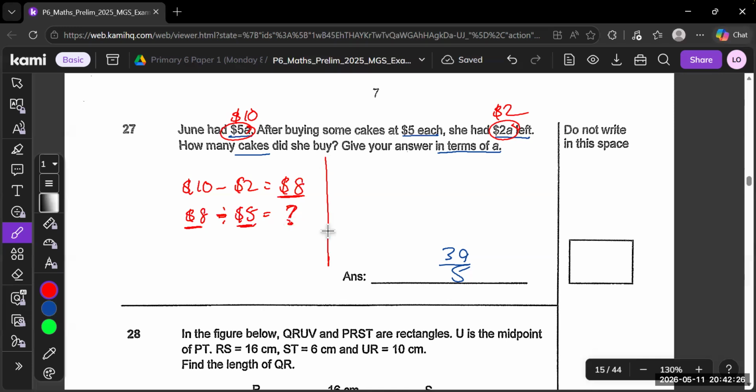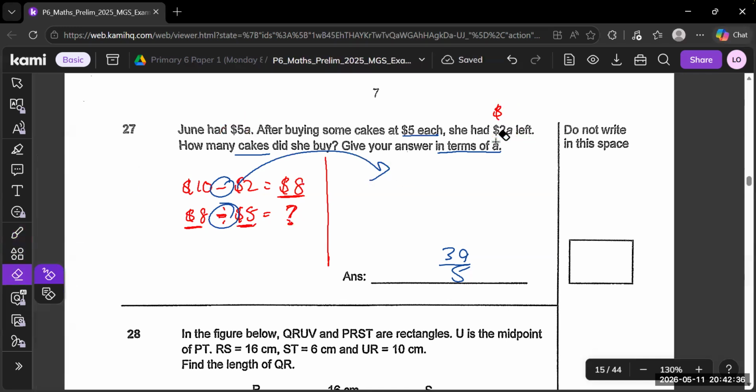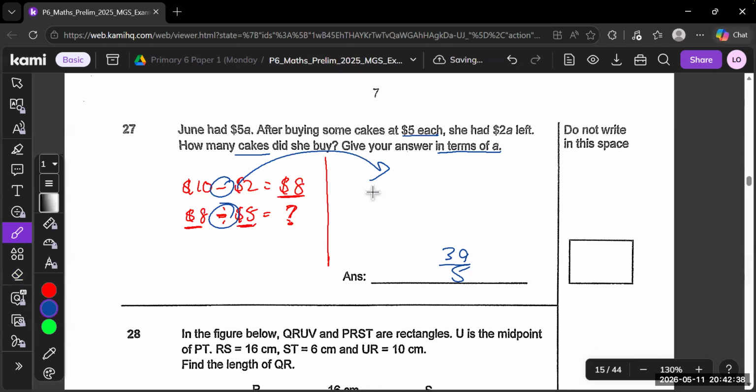Okay, now you copy what? Copy the steps. Copy the steps into algebra. So it's not $10, it's not $2. So your $10 is 5A. You can leave out the dollar sign. So 5A minus 2A, right? Because your $2 is 2A, right? So you minus 2A, you get 3A.